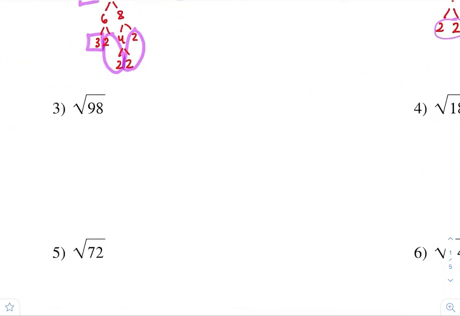Number 3, factors of 98, 2 and 49. Factors of 49, 7, 7. Pairs, leftovers, which means no pairs. So when you simplify, the leftover goes on the inside, the pair goes on the outside. So 7 square root of 2.